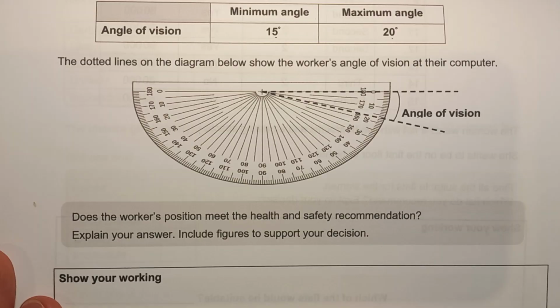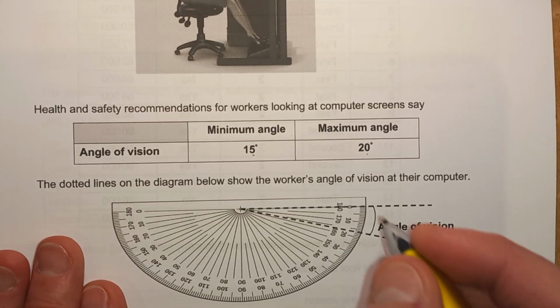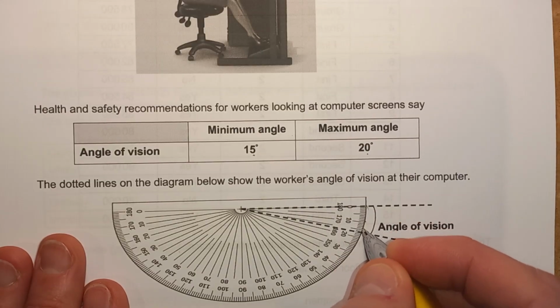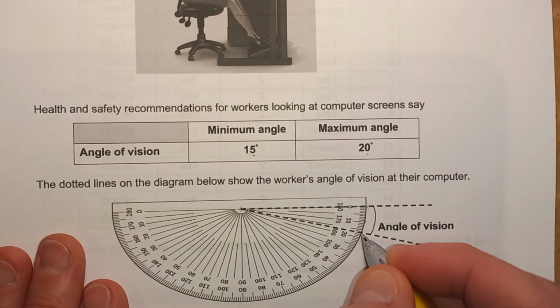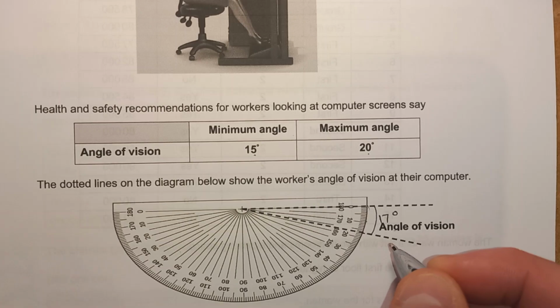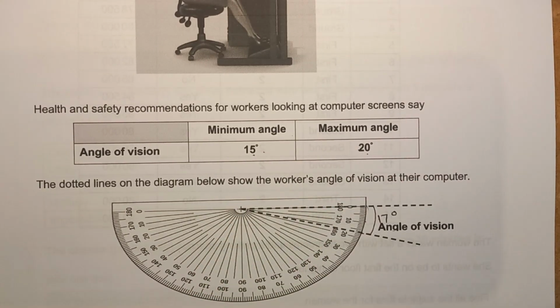Does the worker's position meet the health and safety recommendation? Explain your answer, include figures to support your decision. So we've got 2 marks for this. So what we want to do is work out what the actual angle is. So we're starting here at 0. Here's 10. That would be 11, 12, 13, 14, 15. And I would say that's about 17 degrees. Well, 17 degrees is in between 15 and 20 degrees, so that's all good.